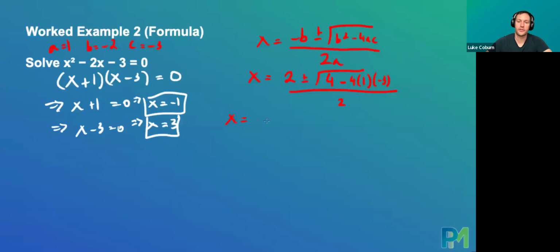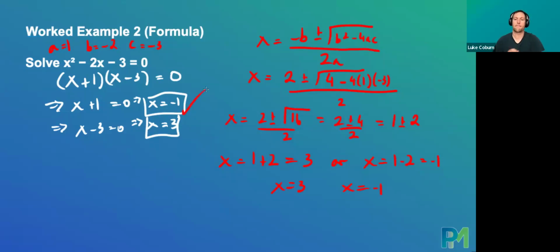So that gives us x is equal to 2 plus or minus the square root of 4, and then minus 4 times minus 3 will be plus 12. So it's going to be 4 plus 12. It's going to be 16 all over 2. And so we have 2 plus or minus 4 all over 2. And then when we divide the 2 in, we'll have 1 plus or minus 2. So we'll have x is equal to 1 plus 2, which is equal to 3, or x is equal to 1 minus 2, which is equal to minus 1. So x equals 3, or x is equal to minus 1, the same answer.